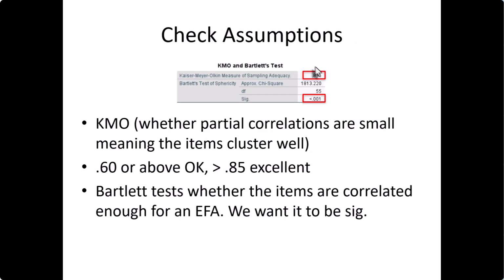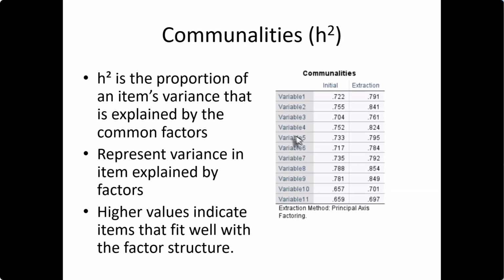We want to check our assumptions. We look at the KMO and Bartlett's test, and of course, this is test data, so everything behaves beautifully. We have 0.831 in the KMO, which is greater than 0.6, and it's almost approaching excellent. And our Bartlett's test is significant, which is what we want. So we can continue on.